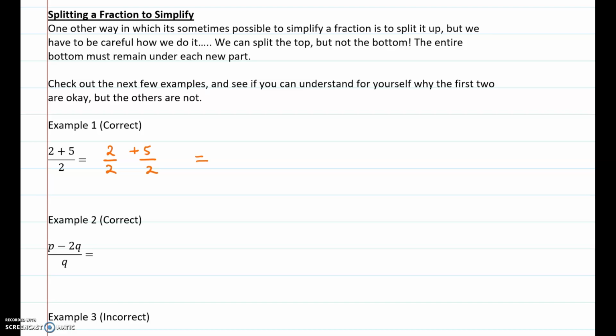Now the advantage of this is then you can sometimes cancel at that point. So 2 over 2, well, 2 divided by 2 is 1, or 1 over 1, whichever way you want to put it. So that's 1 plus 5 over 2. Okay, now there isn't always a benefit to doing this, but sometimes there is. So there's an example of how we would do that.